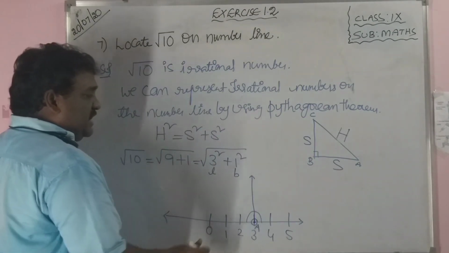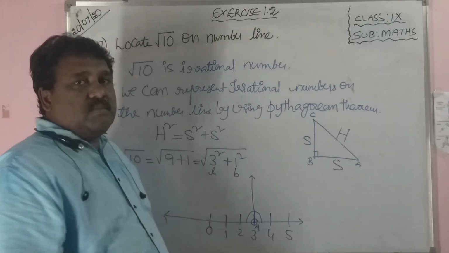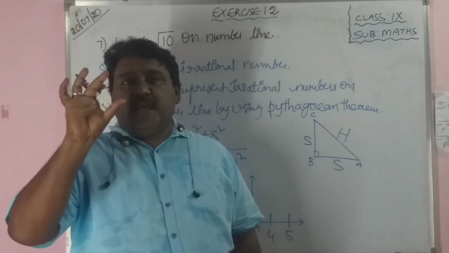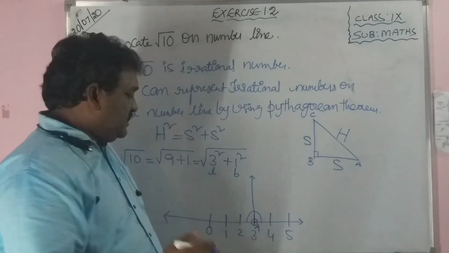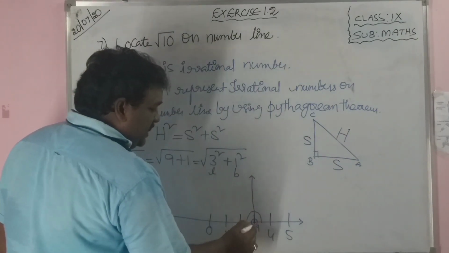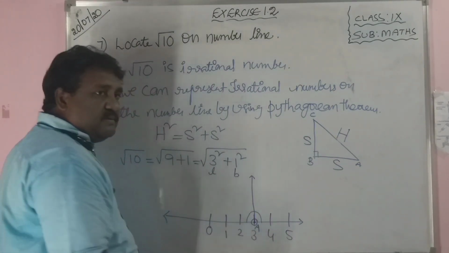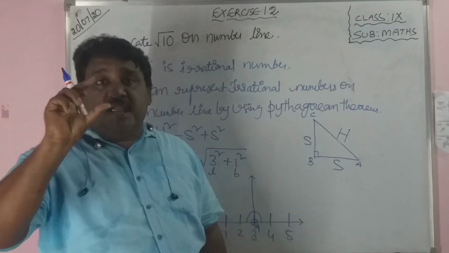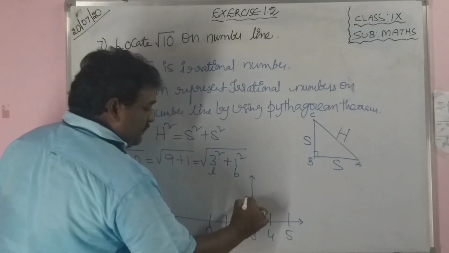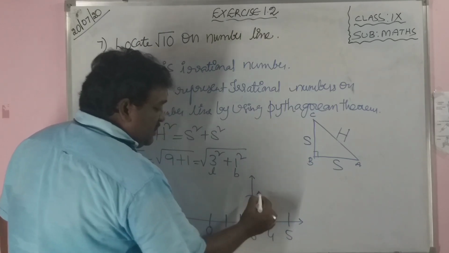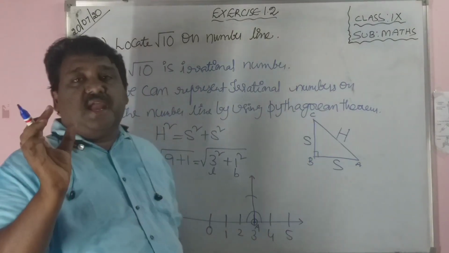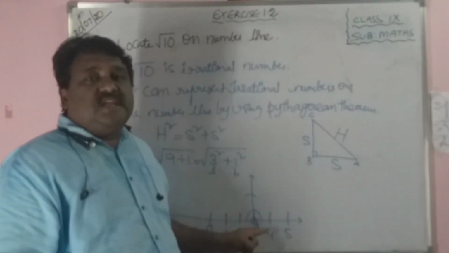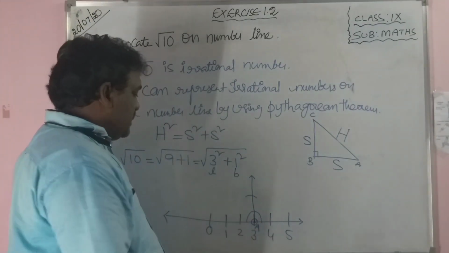So 3 is completed. Then what is left? 1. Be ready with the compass. Let us use the compass now. Take 1 centimeter radius. Keep your compass at A, with A as center and 1 centimeter radius, and draw an arc.